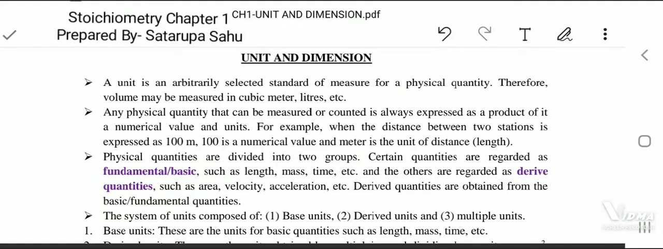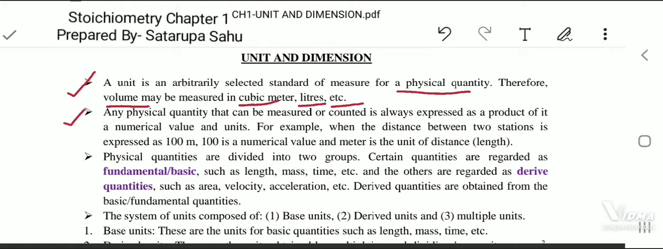Everyone, now we are going to discuss unit and dimension. First, what do you mean by unit? A unit is an arbitrarily selected standard for measurement of a physical quantity. For example, if we have to measure volume, it can be measured in cubic meter, liter, etc. Like if we are going to measure length, we can measure in centimeter, meter, foot, etc.